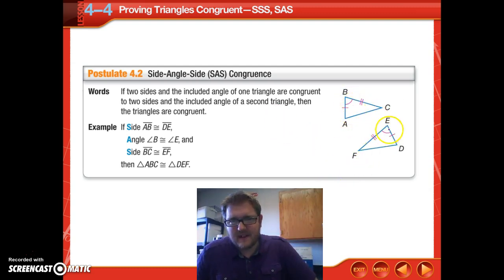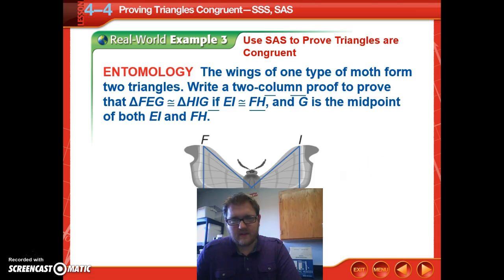So in this one, we have the wings of a moth forming 2 triangles, FEG and HIG. We want to write a 2-column proof to prove that those 2 triangles are congruent if we know that G is the midpoint of EI and FH. And we also know that EI is congruent to FH. So we know that this segment is congruent to this line segment here. By definition of midpoint, these segments are congruent.